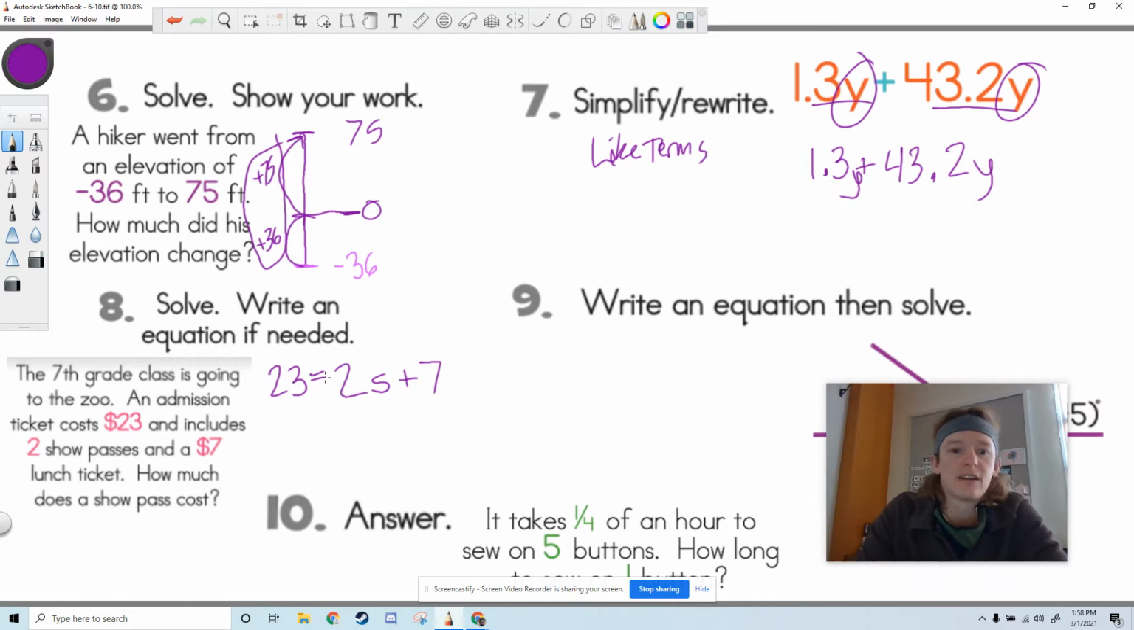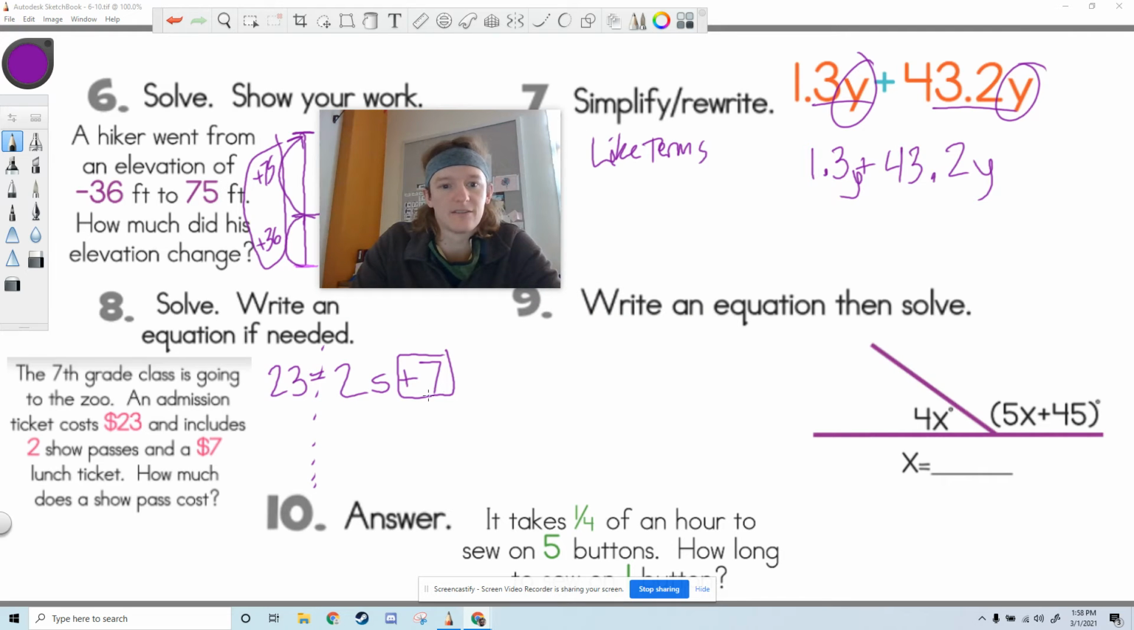So as I was reading that, I wrote an equation. $23 is the total amount that they had to spend to get in here. It includes 2 show passes, so I wrote 2S, and a $7 lunch ticket. You're getting 1 lunch, so we don't need a variable on the 7. This is a 2-step problem. First, get rid of this integer, so you're going to subtract 7 from both sides of this equal sign, and then finally you're going to divide by 2 after you do the minus 7. And that'll tell you how much a show pass equals. S equals how much money.